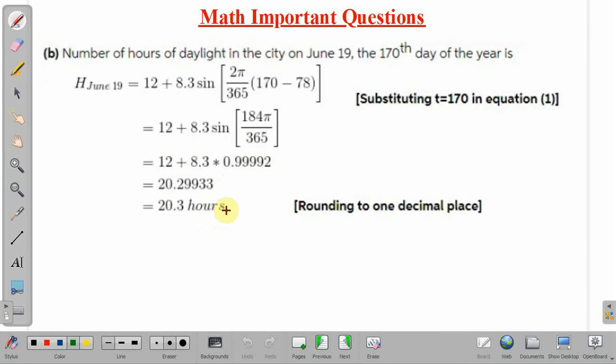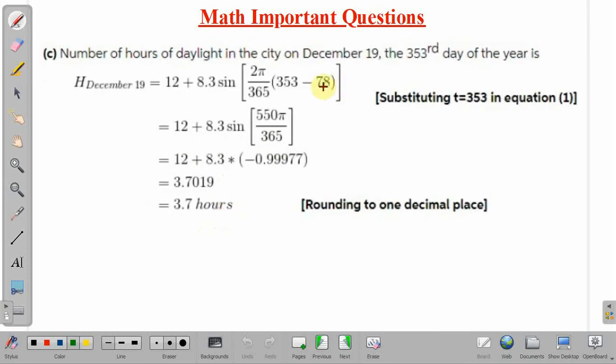Coming to part C, here we have to find the number of hours of daylight in that city on December 19, which is the 353rd day of the year. So substituting t = 353 in equation 1, we will get 12 + 8.3 sin(550π/365), and the value of sin(550π/365) is approximately −0.99977, and we will get approximately 3.7 hours after rounding to one decimal place.